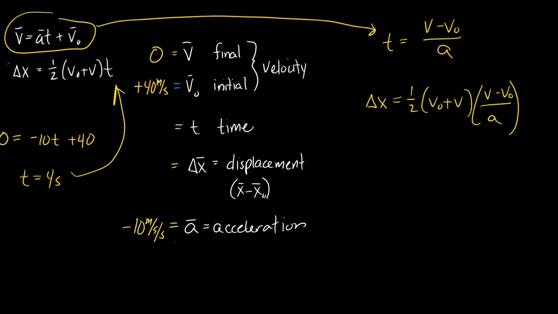Since this is the first time you've done stuff like this, I'm going to help you out. First thing I'm going to do is realize that I have a 2 and an a in the denominator. I'm just going to pull those out front, and what I'm left with is v naught plus v and v minus v naught.